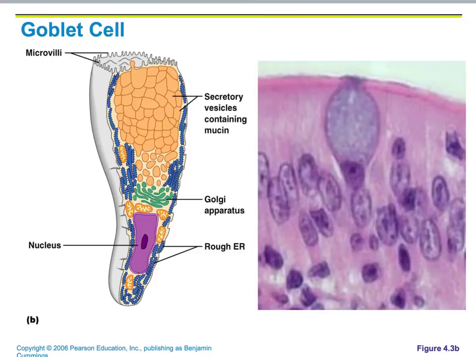Okay, and here's a picture of a goblet cell. You can see they're very big and fat, and they're just full of mucus, and then that mucus will be secreted out onto whatever cell surface it is in.